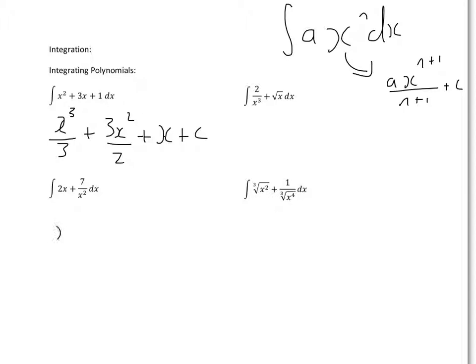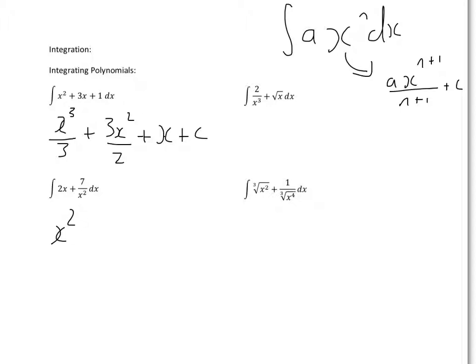Same with this next one, it's 2x. If I do 2x squared divided by 2, it's the same as timesing by 2 and dividing by 2, so those disappear. And we can just leave it as x squared.